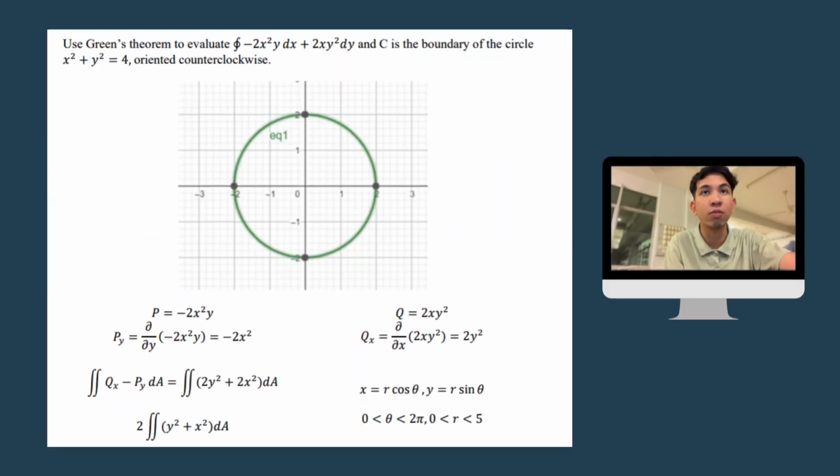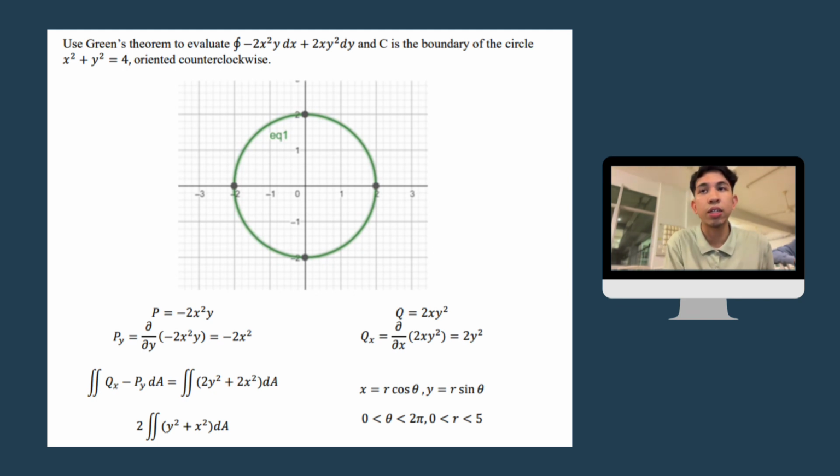Question 2. For question 2, we use Green's theorem to evaluate the integral of -2x squared y dx plus 2xy squared dy, where C is the boundary of the circle x squared plus y squared equal to 4 oriented counterclockwise. First we need to identify P and Q. So P equals -2x squared y and Q is 2xy squared.